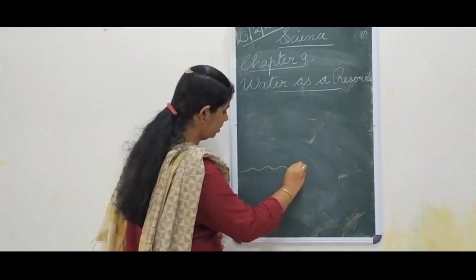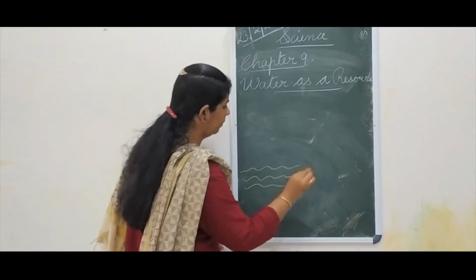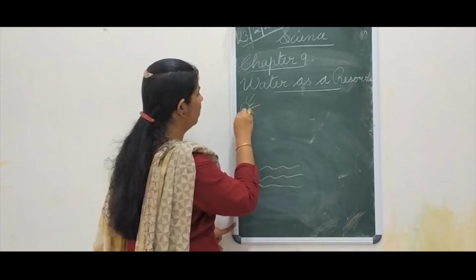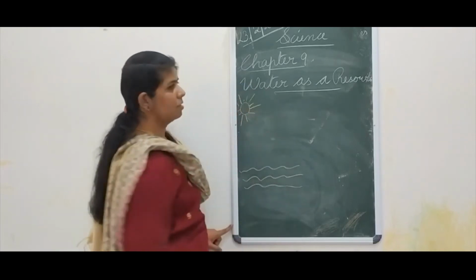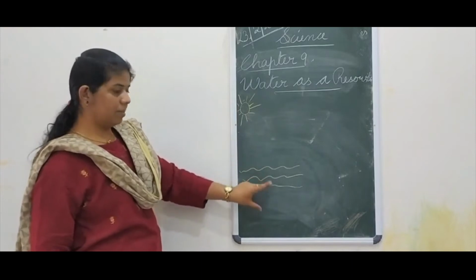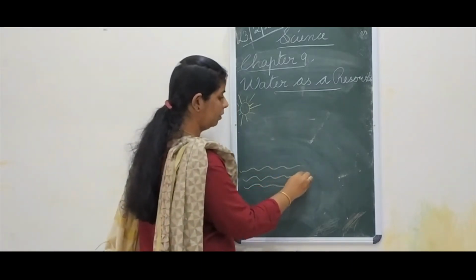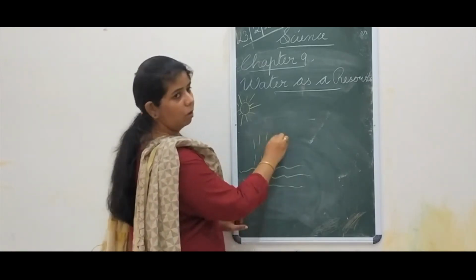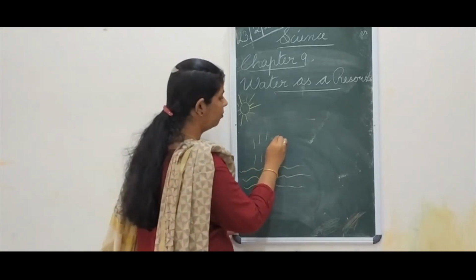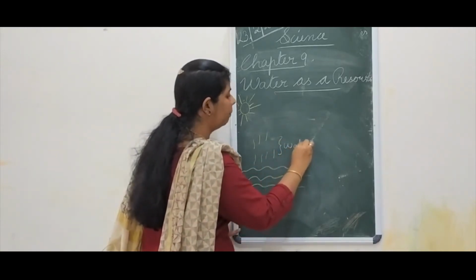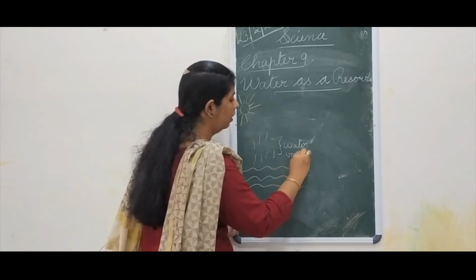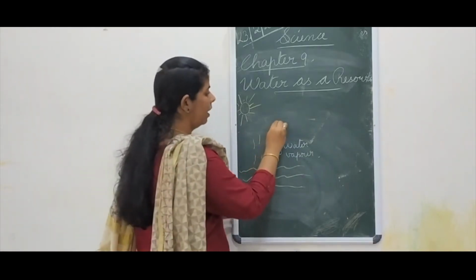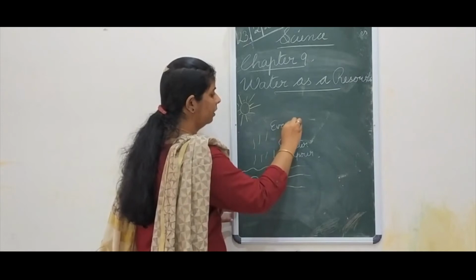Now we will draw the sea or ocean water here like this, and the sun is shining here very brightly. When the sun shines brightly, what is happening to this water? The water is going up in the form of water vapor. That process of water, when it is hot, going up in the form of water vapor is known as evaporation.